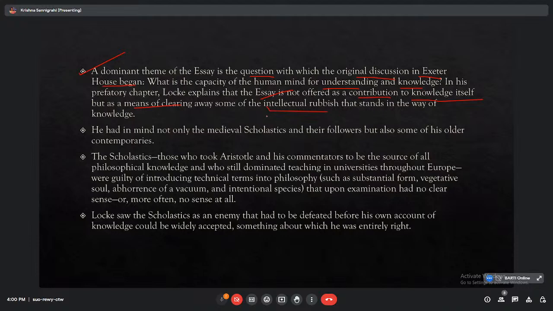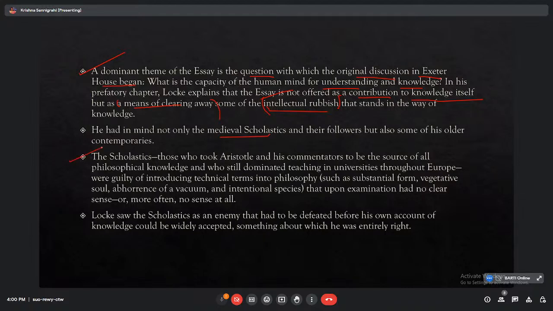So, what is the main aim? The aim is a means of what? Of clearing away some of the intellectual rubbish that stands in the way of knowledge. So he had in mind not only the medieval scholastics and their followers, but also some of his older contemporaries.